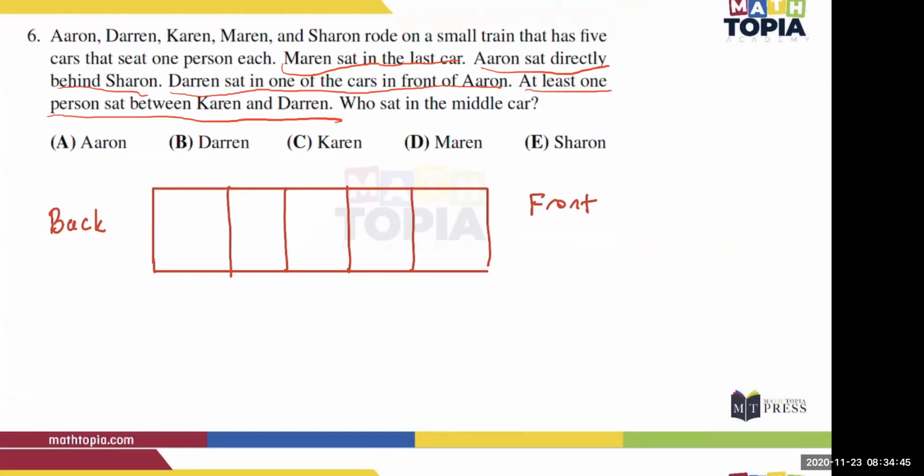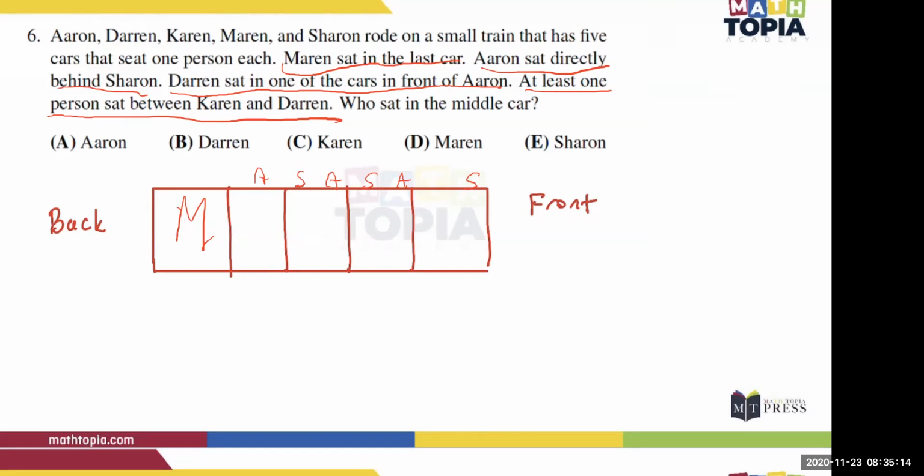Well, the first clue we get is that Marin sat in the last car. This shows us that Marin must have sat right here. Now, Aaron sat directly behind Sharon. Well, if Aaron sat here, Sharon would sit there. But Aaron could also sit here, and then Sharon would sit here. Or Aaron could sit here, and Sharon would sit here. There are 3 different possibilities. Let's see which one of these 3 possibilities works.